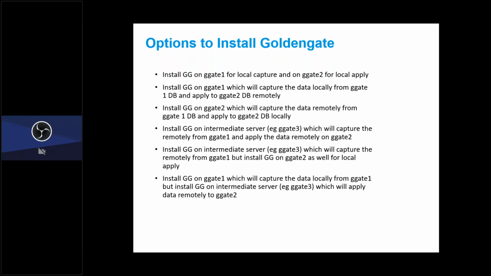In this case, yes, you can save because your remote and target trail will reside on the same server. So definitely you are also saving on space. Absolutely. Yeah, you will need to have everything, file system, everything on your intermediate server, because you will be installing Goldengate on that server.